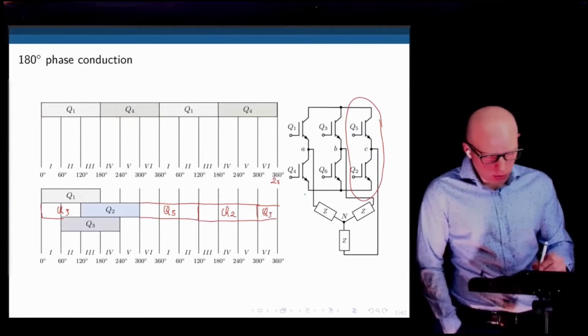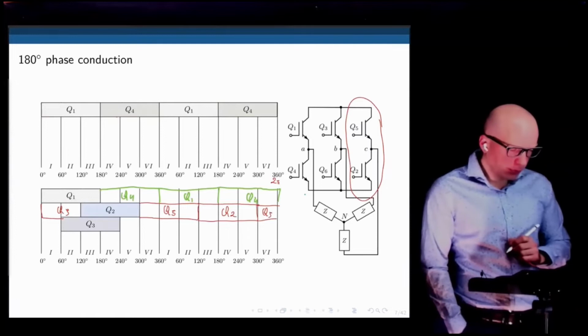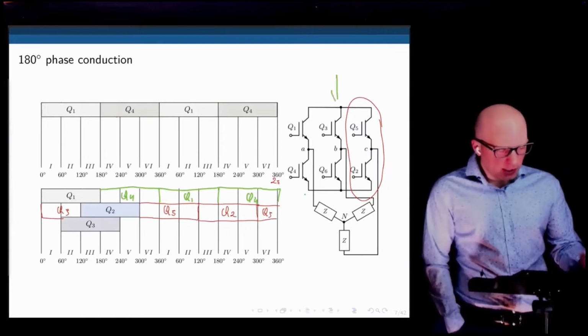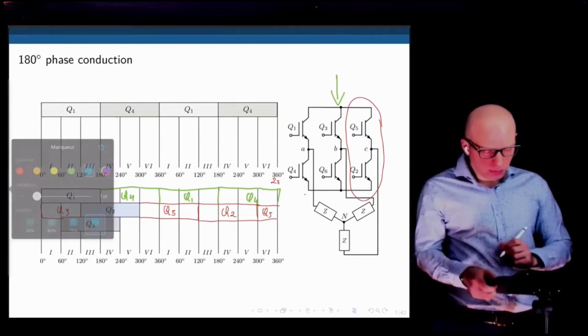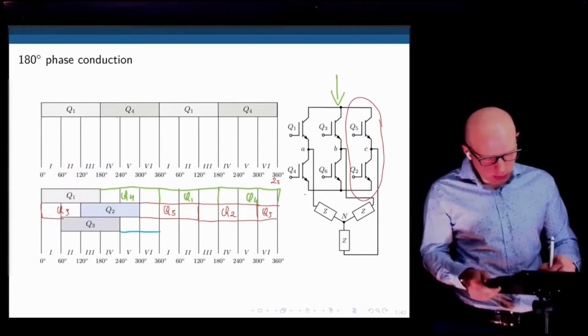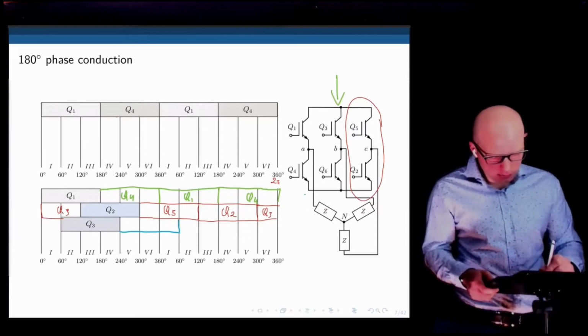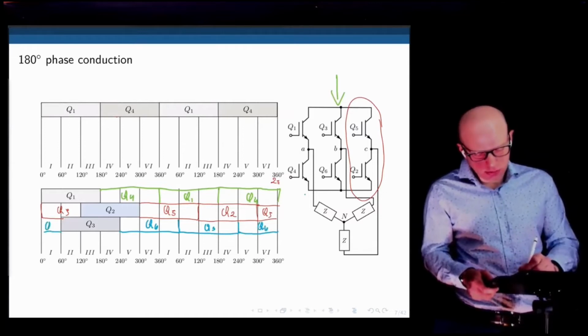And again, Q1 here is Q1, Q4. Finally, you can look at the middle leg, apply the same logic. And for now, we go with Q3, and then we turn off Q3, we go with Q6. Q6 turns off, Q3 turns back on after 60 degrees. Then Q6.